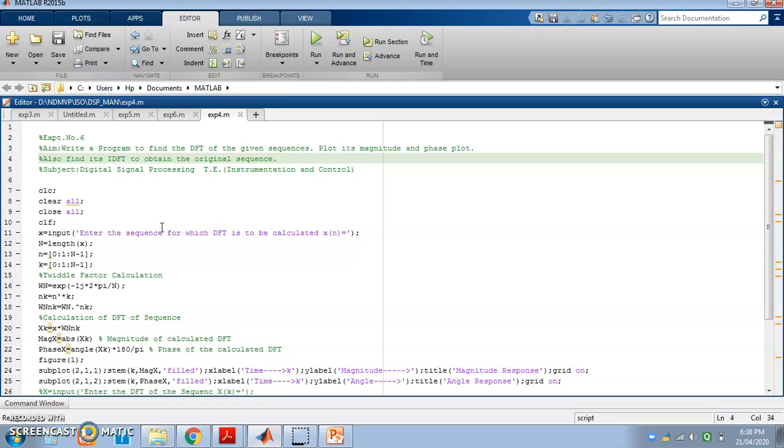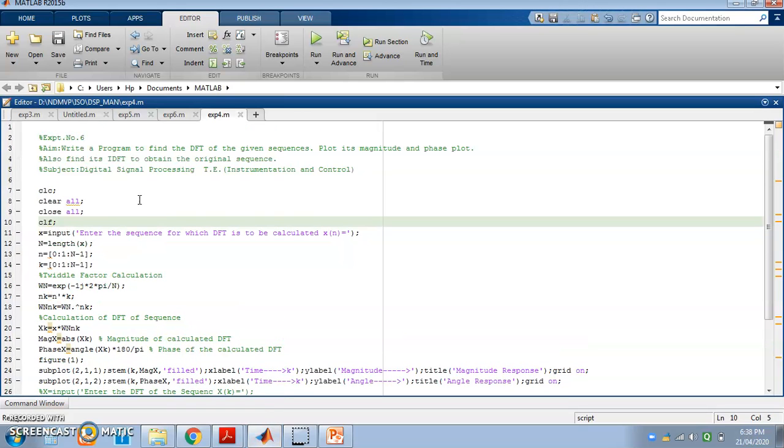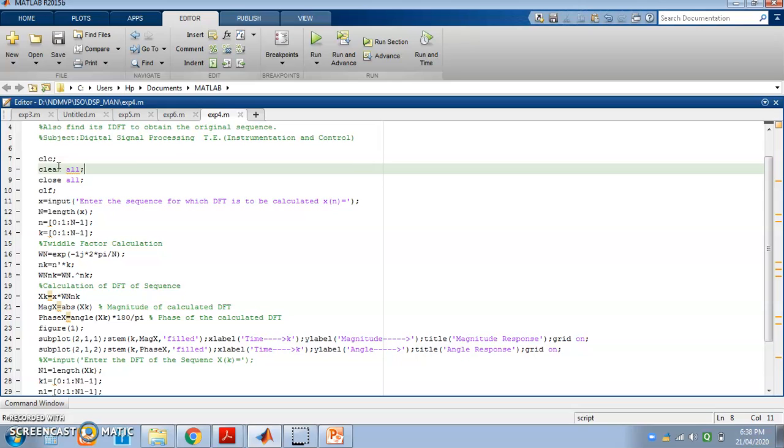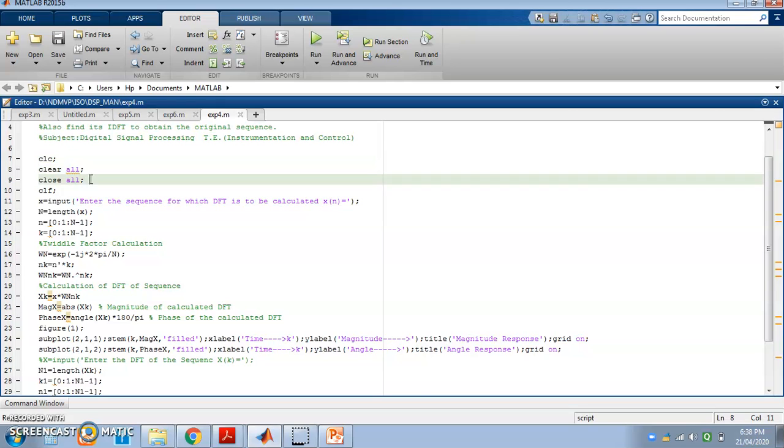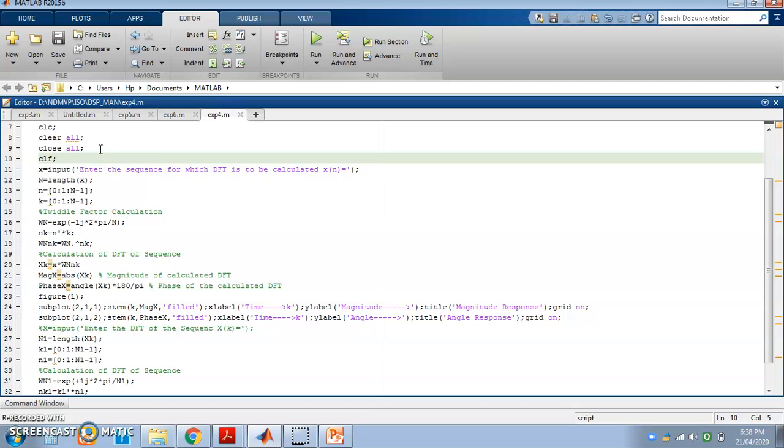So this can be done with the help of MATLAB. Here I have written the MATLAB code for that. The line number 7 is just an initialization, that is CLC, clear screen and clear command window, then clear all, clear figure file all. So for all these commands you are already familiar.